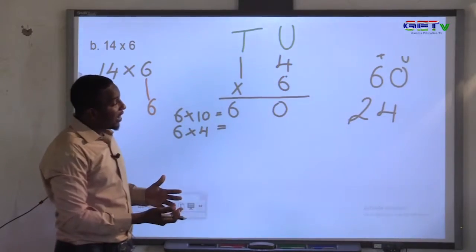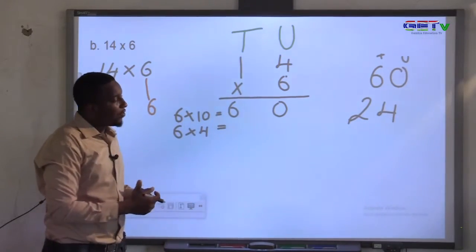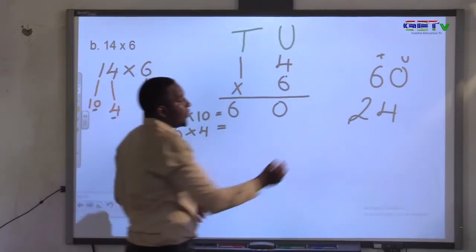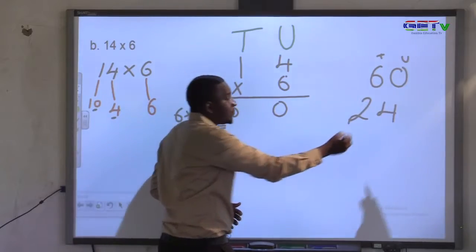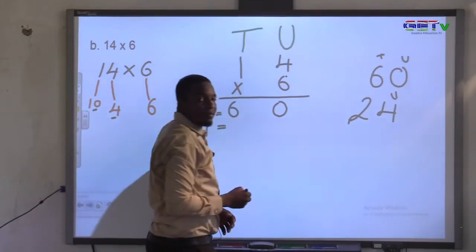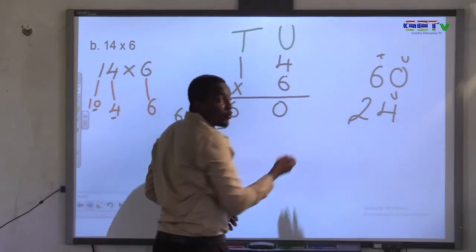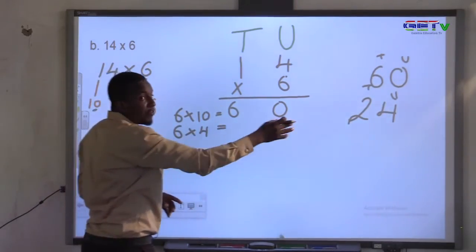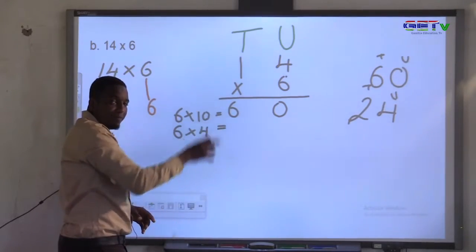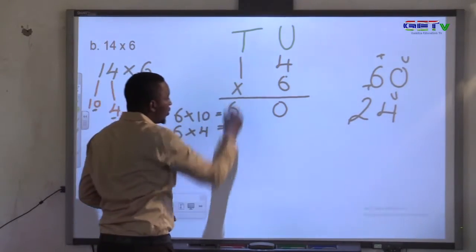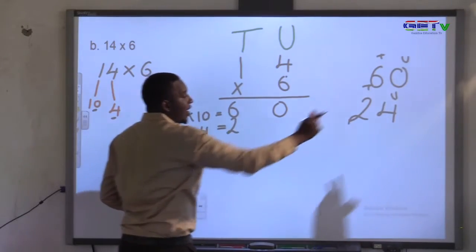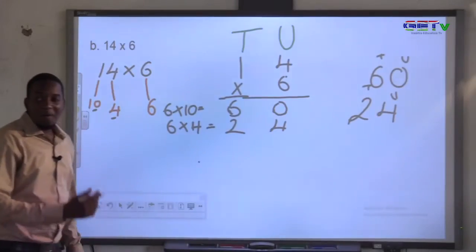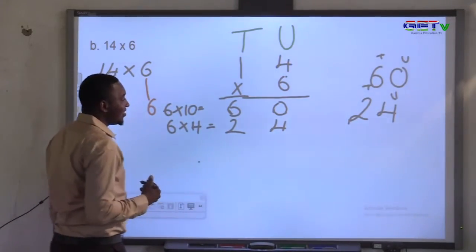Again, we are going to find the place value of 2 in 24 and 4 in 24. The place value of 4 here is unit, and the place value of the 2 is under the tens. So we are going to put 2 and 4 in their respective place values. 2 is under the tens, and 4 is under the unit. Now we are going to add our results.